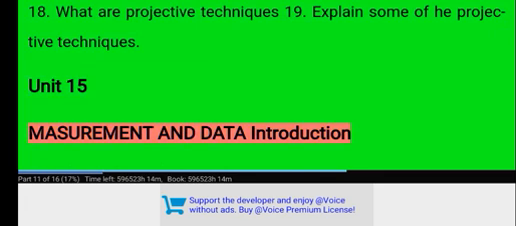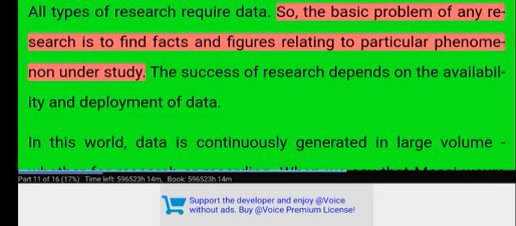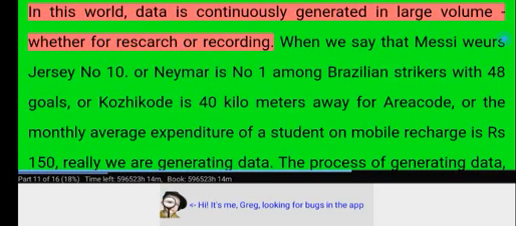Unit 15. Measurement and data. Introduction. All types of research require data. So, the basic problem of any research is to find facts and figures relating to the particular phenomenon under study. The success of research depends on the availability and deployment of data. In this world, data is continuously generated in large volume, whether for research or recording.